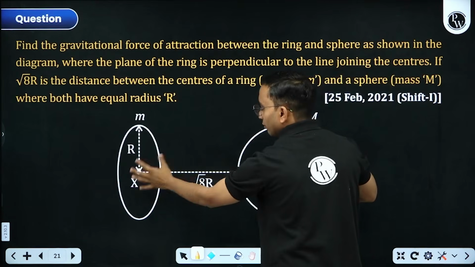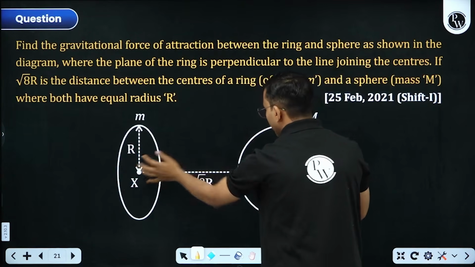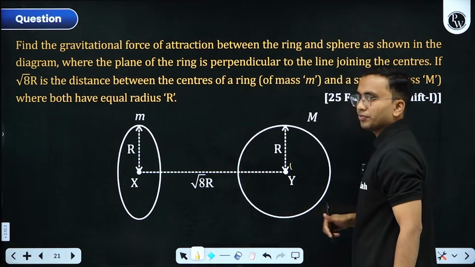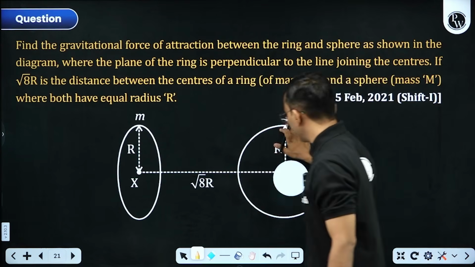Now what I need to do, I need to find the field due to this ring on the axis, multiply with the mass of this sphere. That will become my answer. Okay, let us do this.